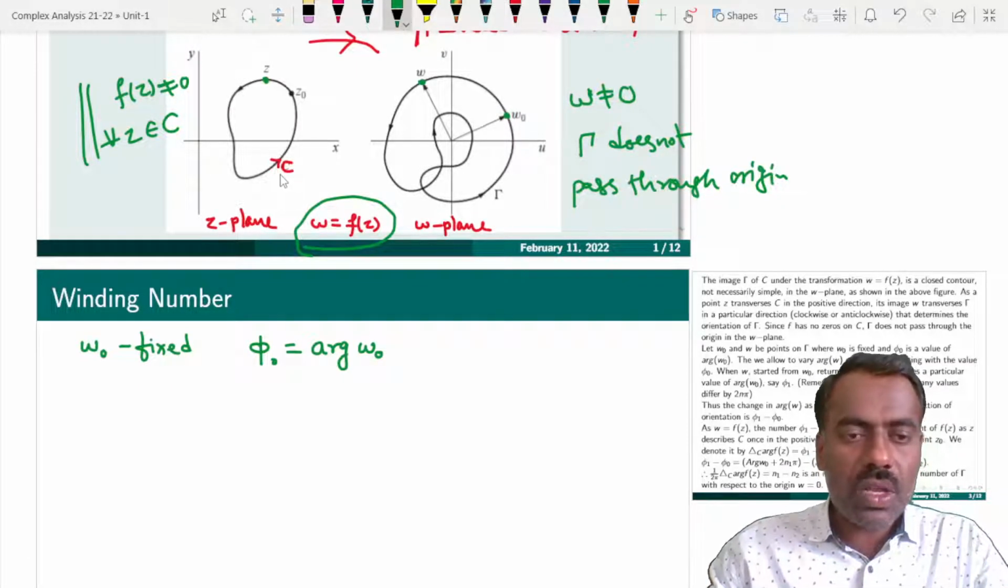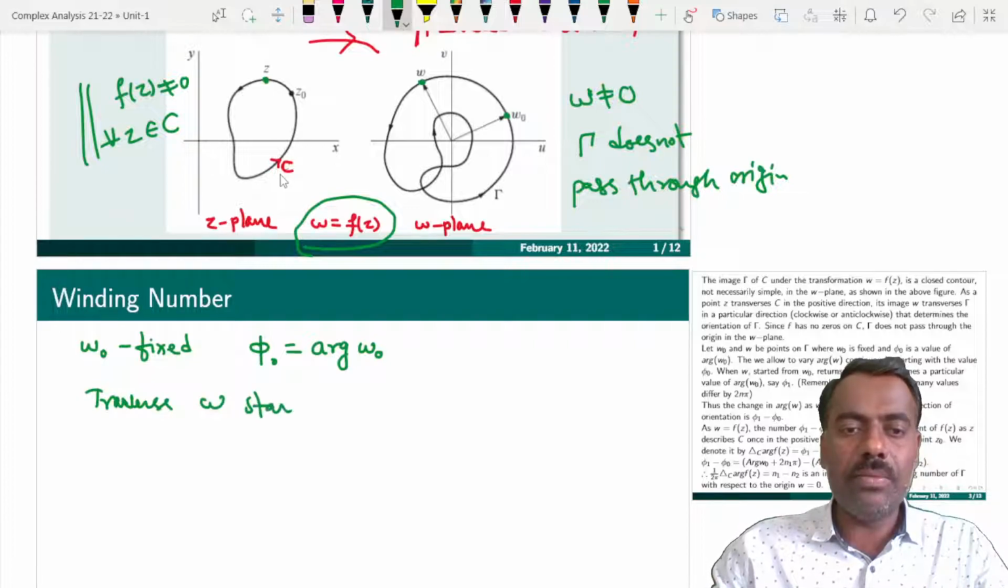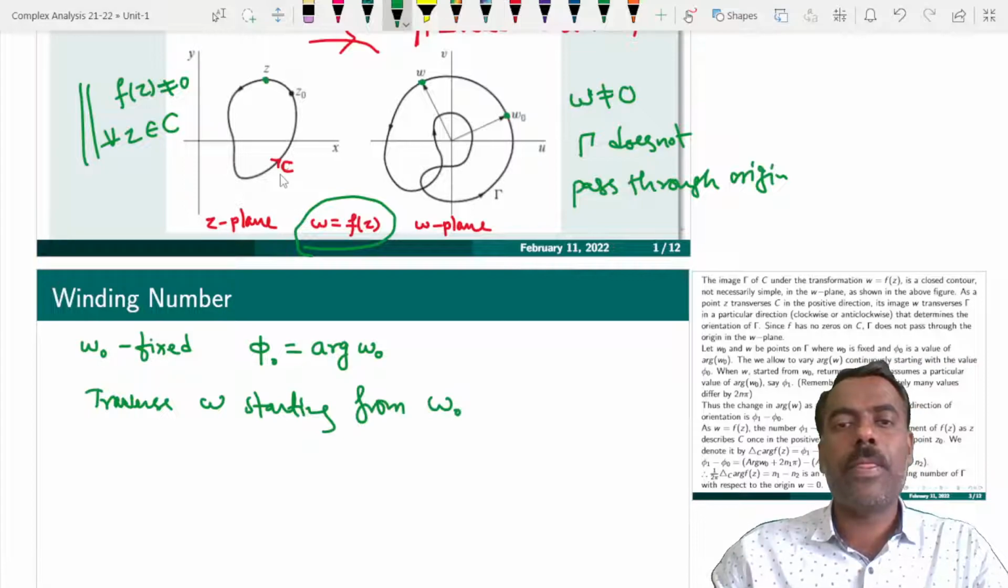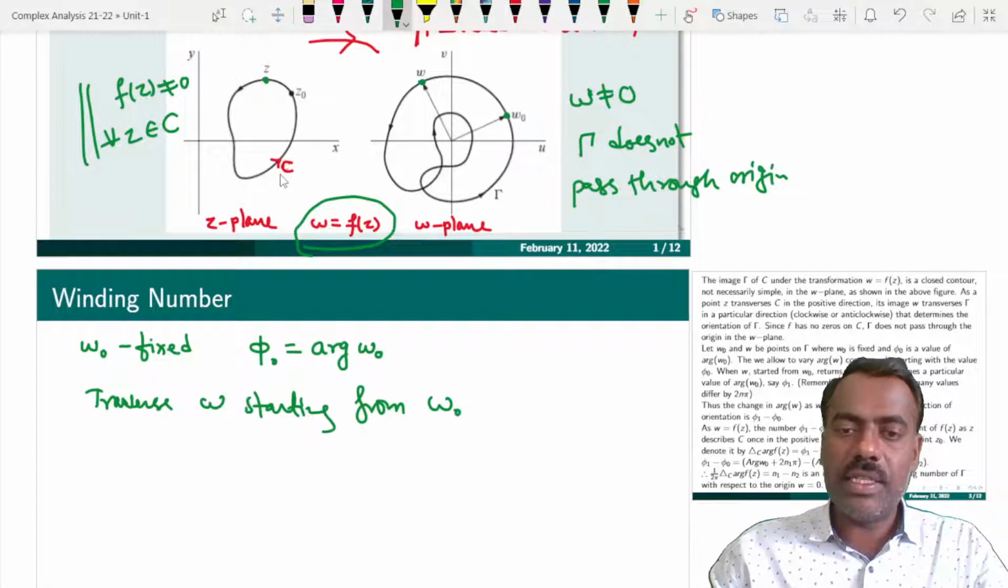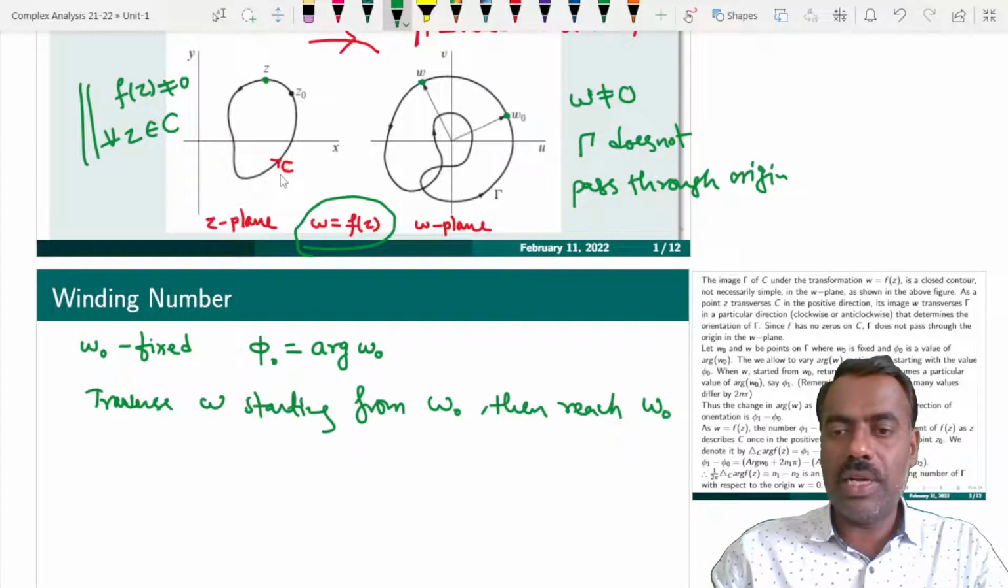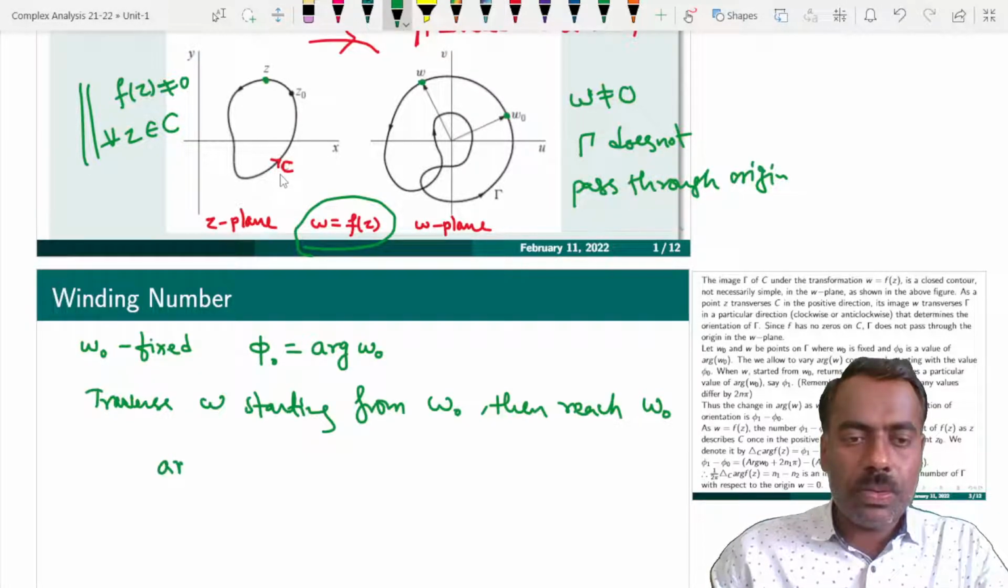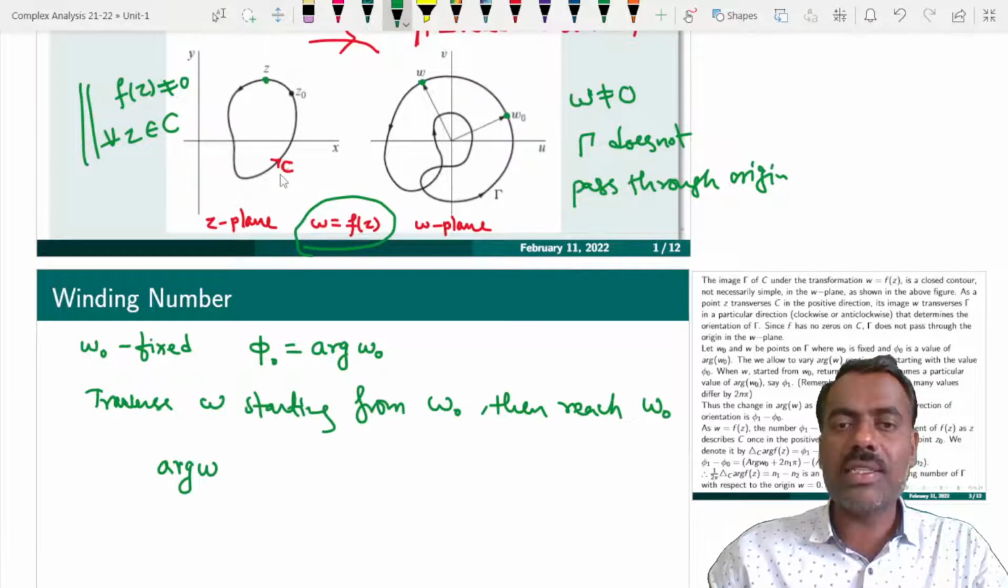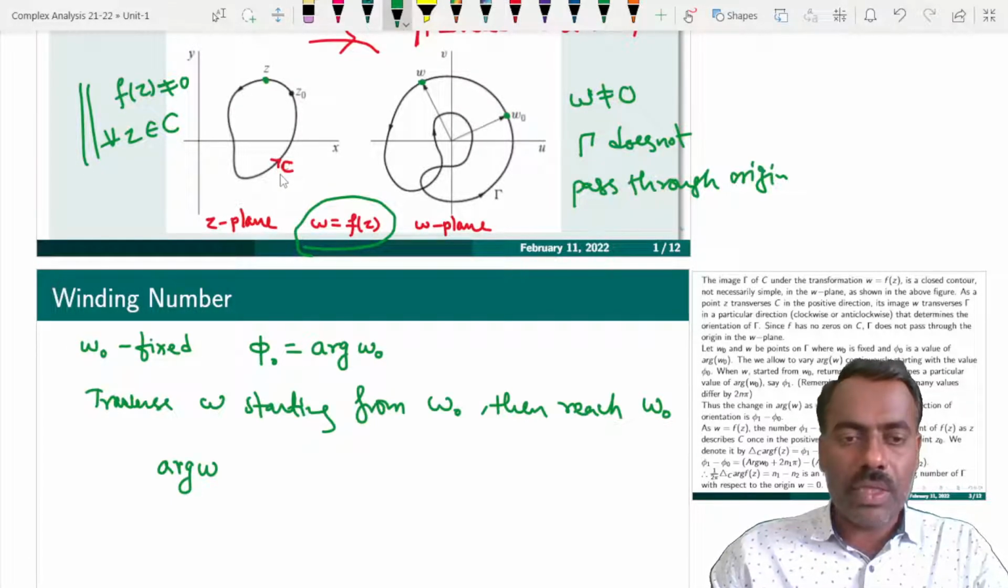Okay, so if we traverse W starting from W naught, then reach this W naught again. At that time, whatever argument of this W we have when it reaches W naught, we will call it phi 1.